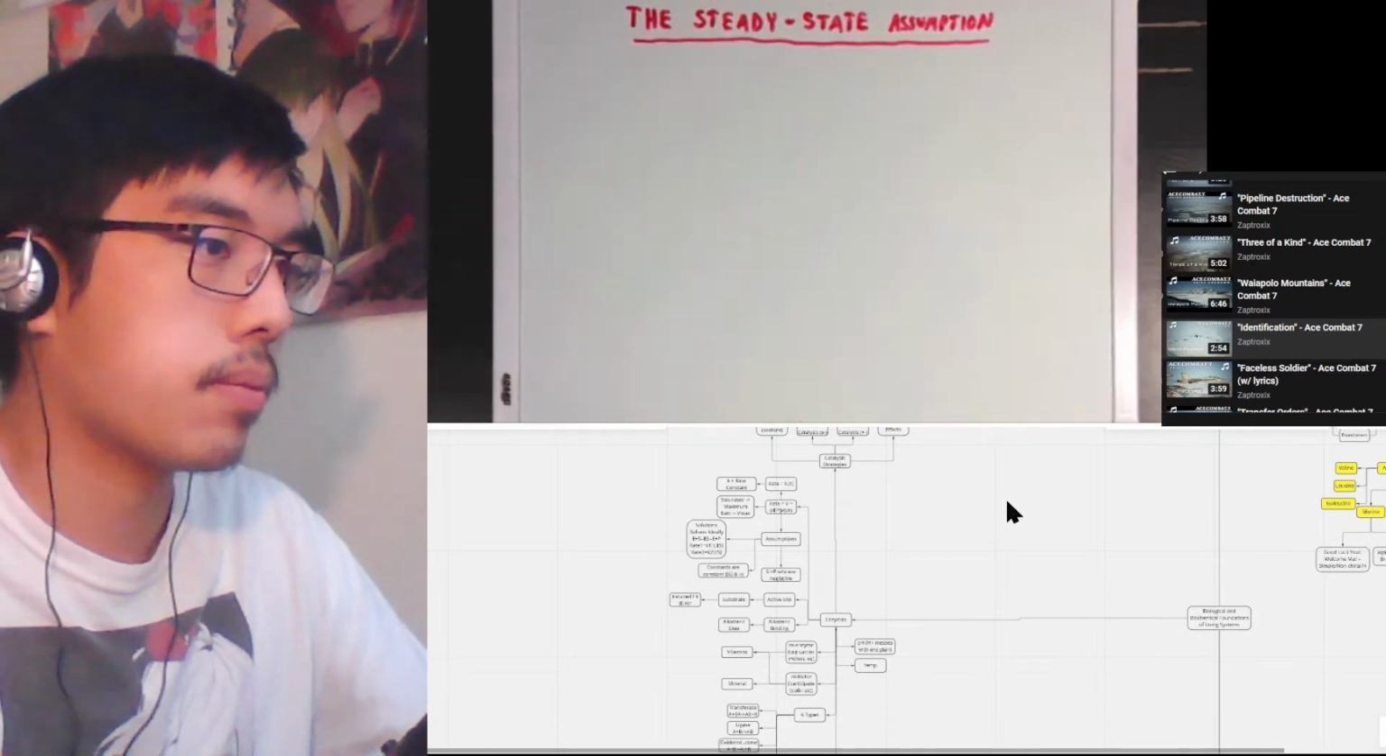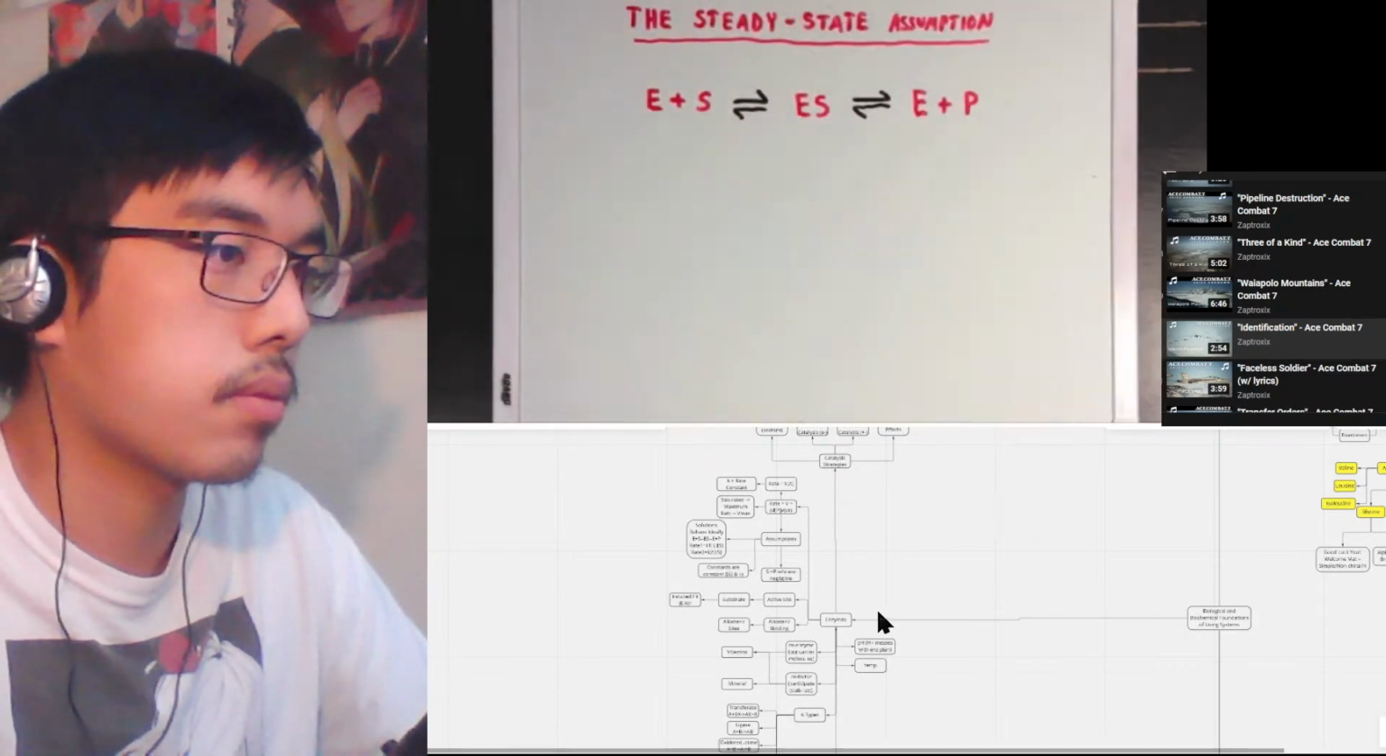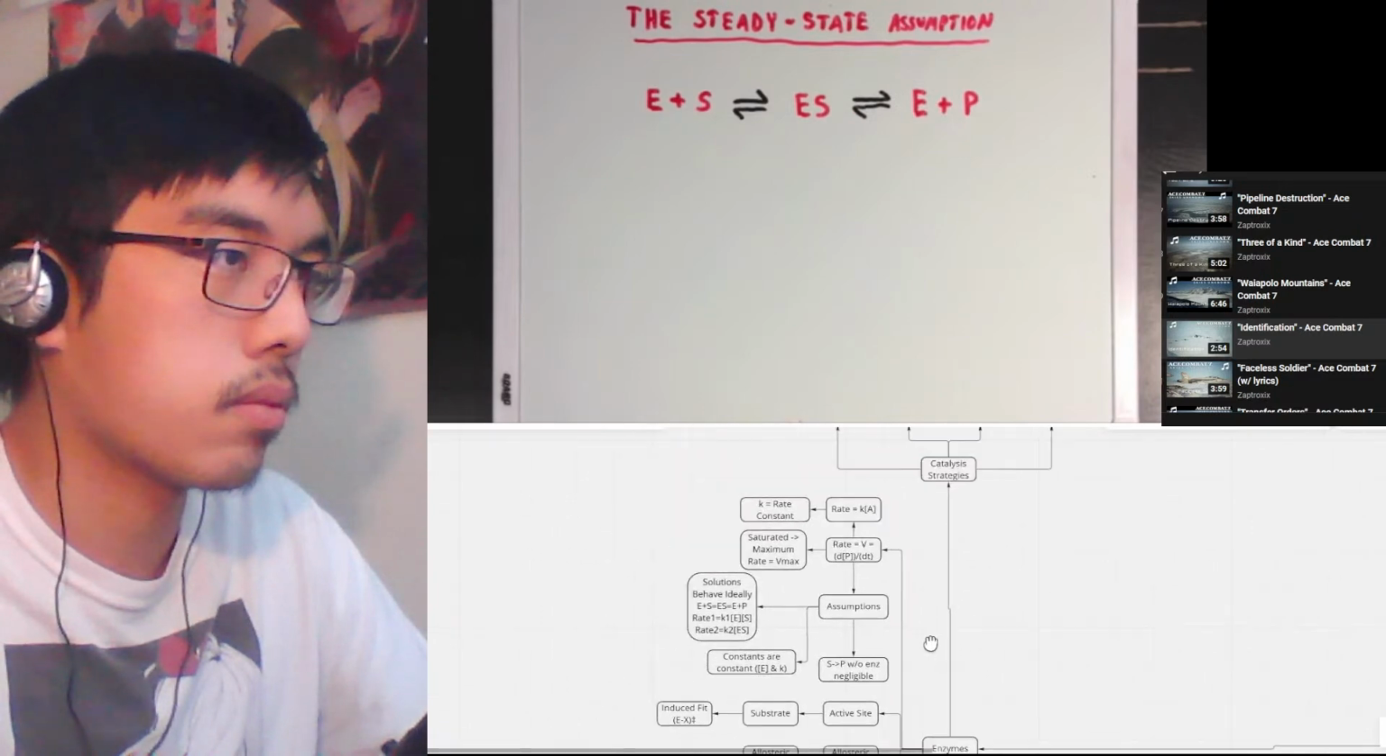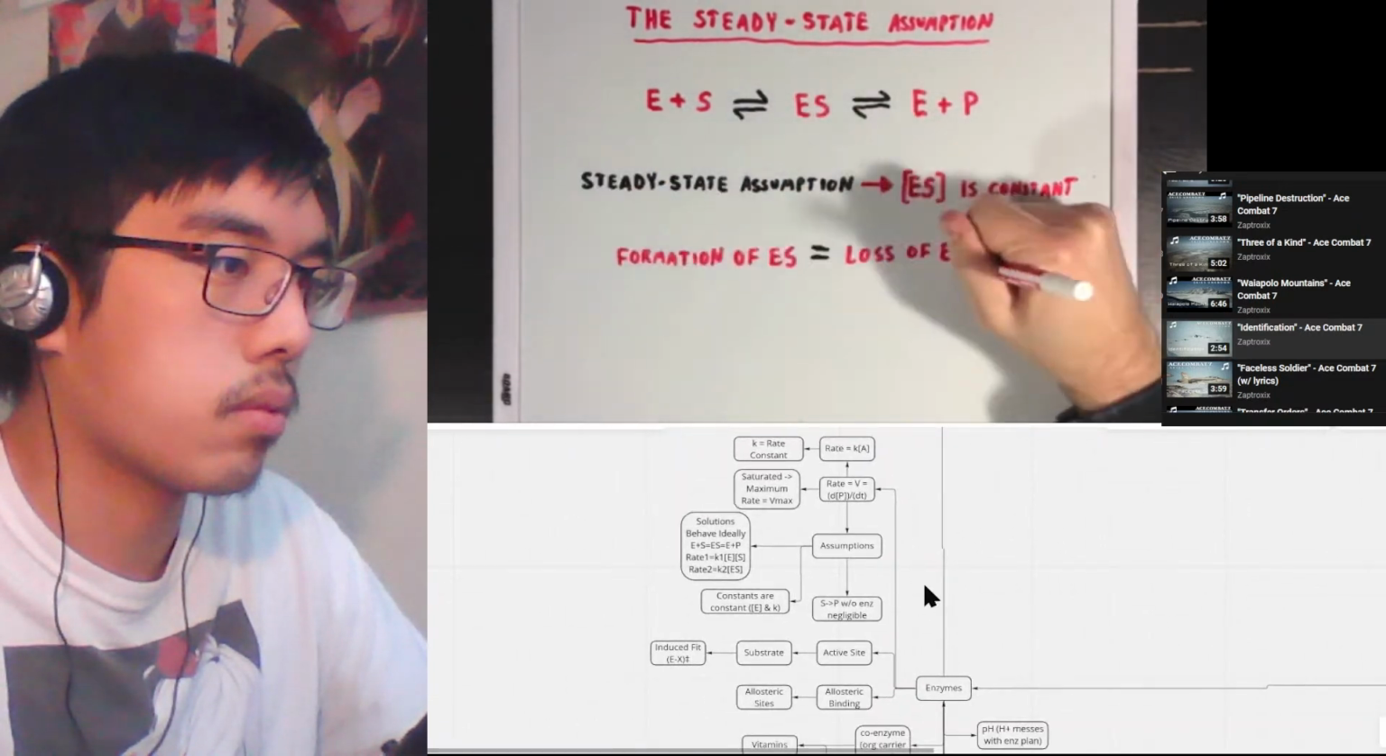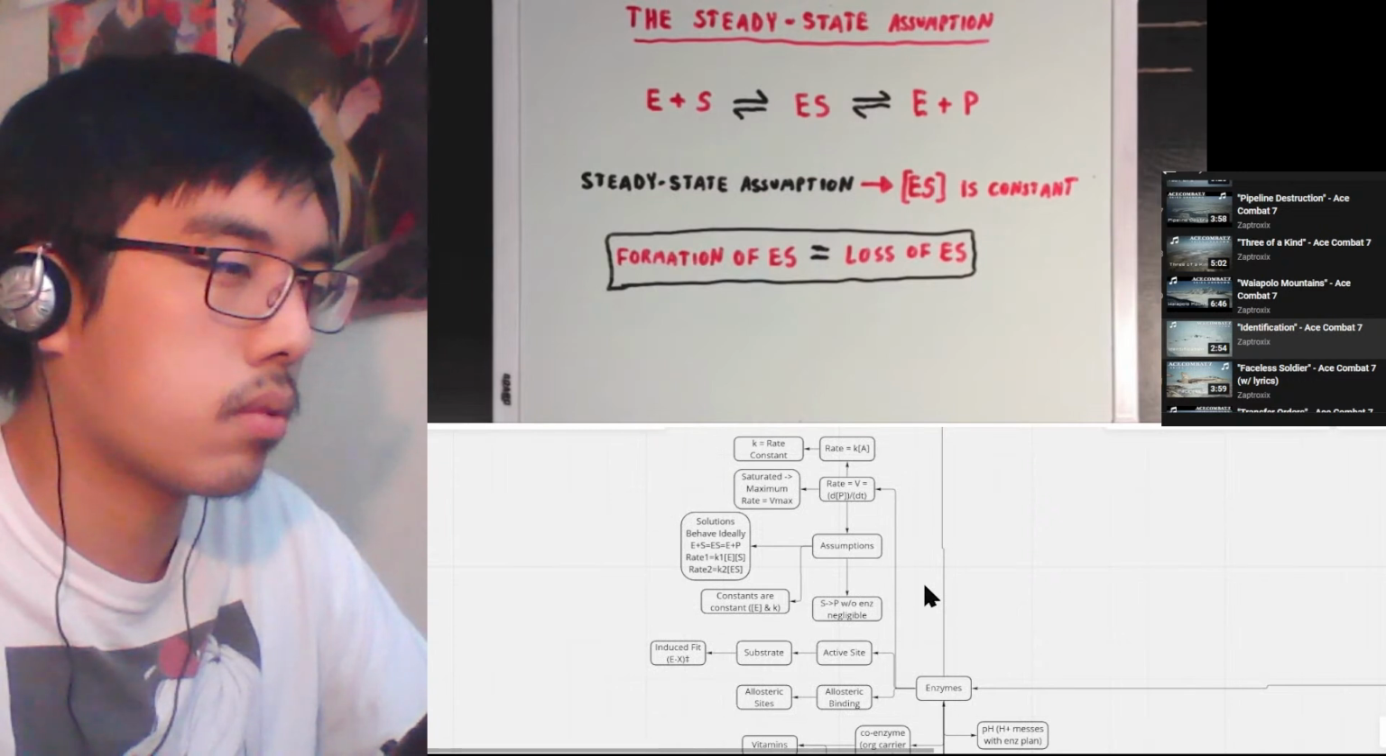So first, we'll talk about the steady state assumption and what that means. So like I said before, there are two steps to an enzyme's catalysis. Now, when we use the term steady state, what we mean is that we're at a point where the concentration of ES, or enzyme substrate complex, is constant, which means that the formation of ES is equal to the loss or dissociation of ES.